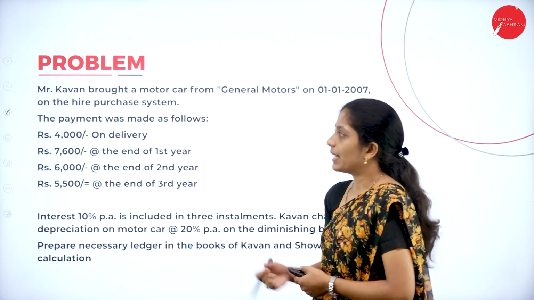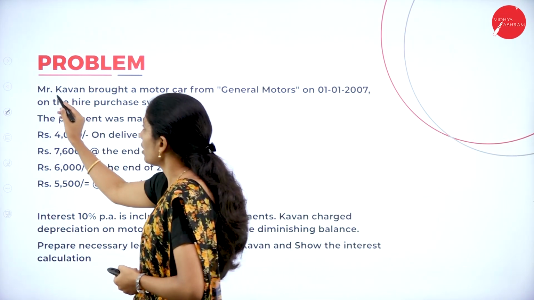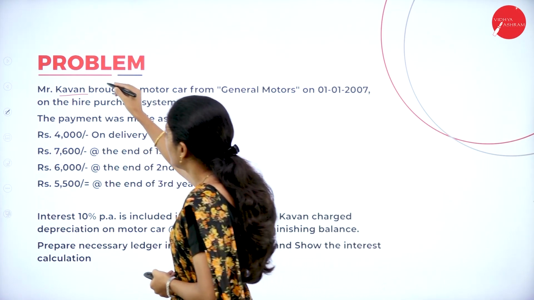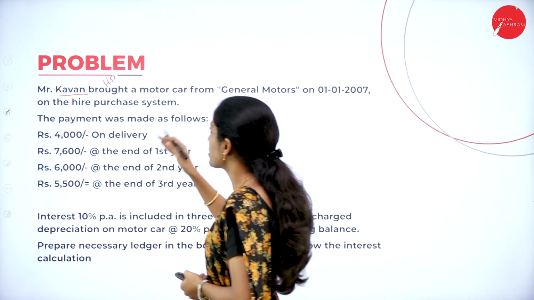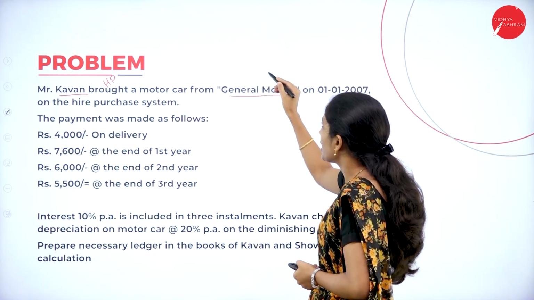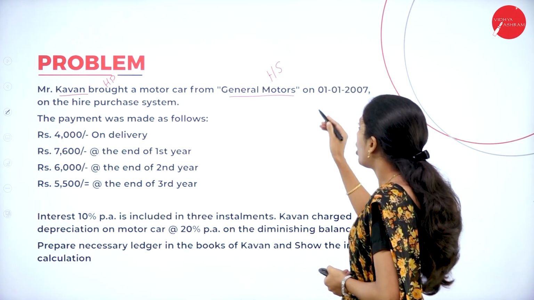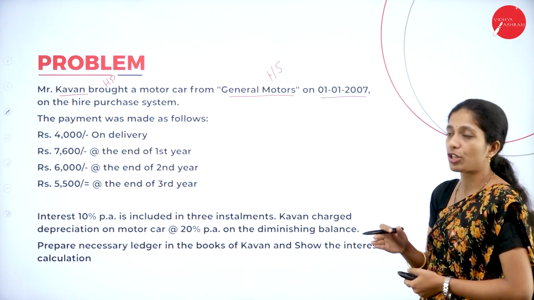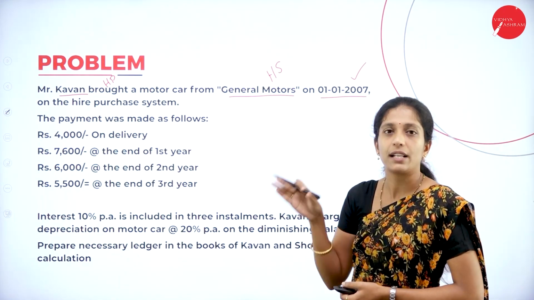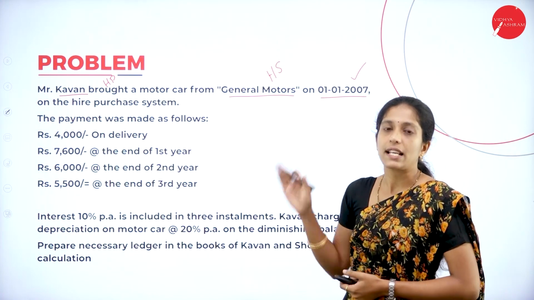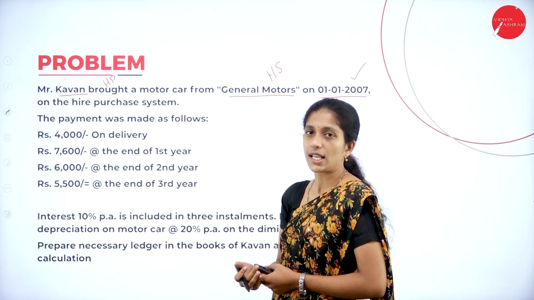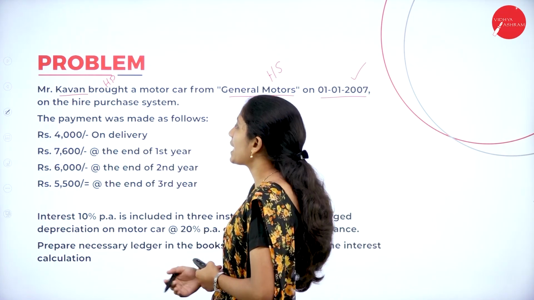Now, go through the problem here. Mr. Kavan bought a motor car. Who is the hire purchaser? Mr. Kavan is the hire purchaser. He bought a motor car from General Motors. General Motors is the hire seller. This was on 1/1/2007, and make sure that this date is very important. In each and every problem on installments as well as hire purchase, the date is very important. So, on 1/1/2007, on the hire purchase system, the payment was made as follows.